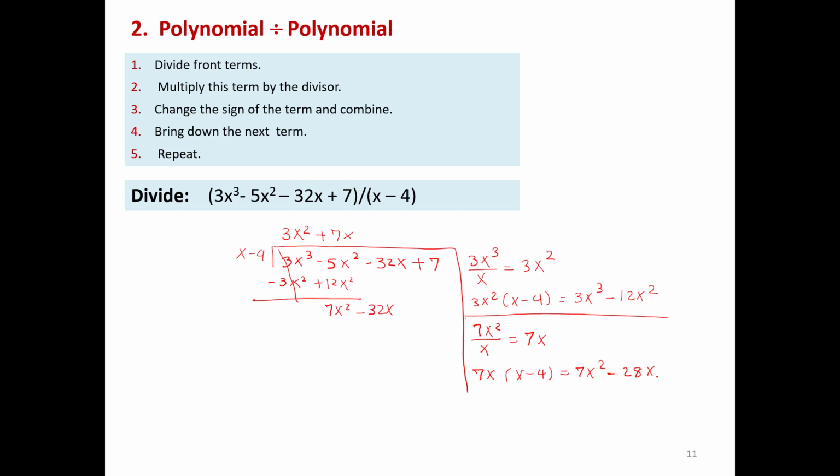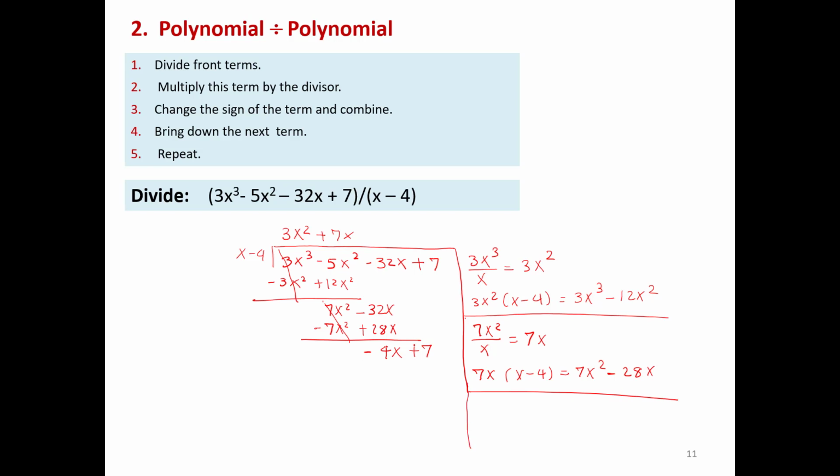The next thing we need to do is change the sign and combine. Then 7x to the second, change the sign. Negative 28x will be positive 28x. As we can see, this term cancels out. Then negative 32 plus 28 is negative 4x. And we bring the 7 down and we repeat the procedure.